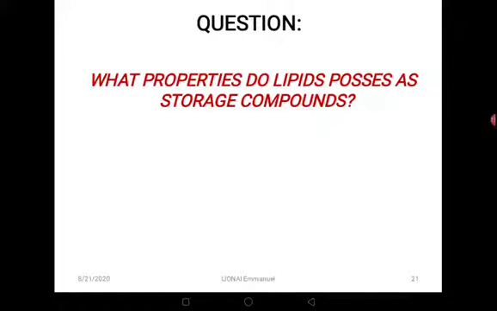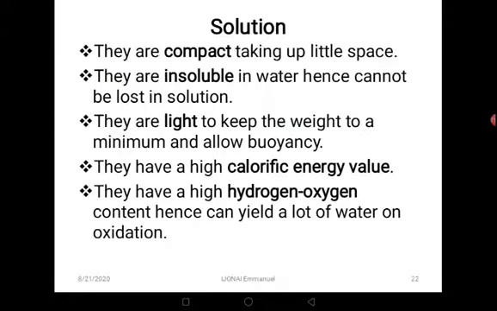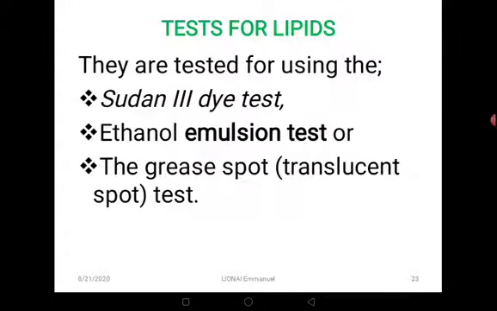So I want to throw this question to you. What properties do lipids possess as storage compounds? So what enables the lipids to be very good storage compounds? That's what we are asking here. So I want you to try to summarize, to write down an essay of the properties that lipids possess that enable them to be good storage compounds. And then you send me those responses. I would be interested in seeing your answers there.